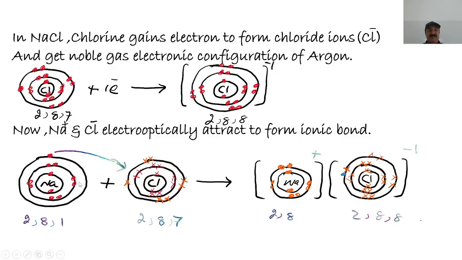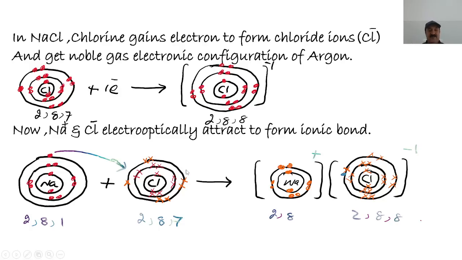Now Na plus and Cl minus electrostatically attract to form an ionic bond. Na loses 1 electron to chlorine. This is chlorine, so it forms Na plus. This is the cation and this is the anion. These two electrostatically attract each other to form ionic bonding.